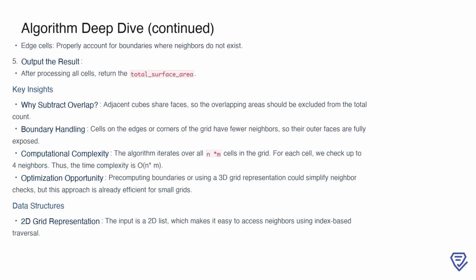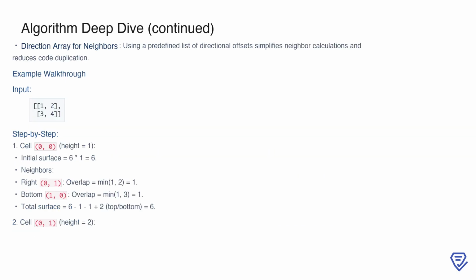While this is efficient for small grids, we could explore optimizations, such as pre-computing boundaries or using a 3D grid representation, to simplify neighbor checks further. However, the current method is both straightforward and efficient for the problem as described. The algorithm leverages simple data structures for clarity and efficiency. The input grid is represented as a 2D list, which allows easy access to cells and their neighbors using index-based traversal. To simplify neighbor calculations, we use a predefined list of directional offsets. This reduces code duplication and makes the logic for checking adjacent cells more concise.